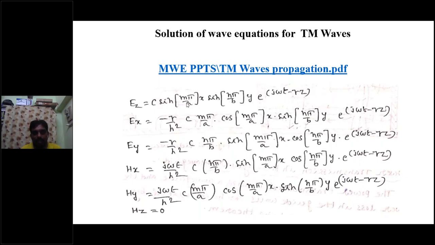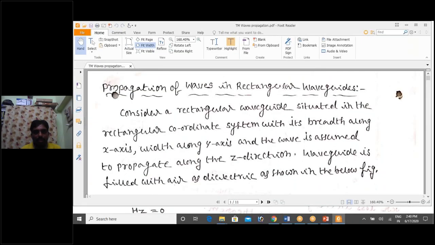Here a is the length along the x-axis, and b is the side along the y-axis. Along the x-axis we take a, along the y-axis we take b. This is the total field component of Ez. Next, Ex, Ey, Hx, Hy, and Hz are all calculated using our field equation solutions. We already observed in our class how we did it step by step, and this we already observed in the propagation of waves.